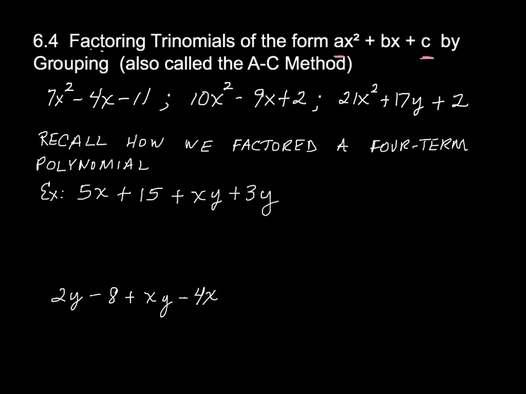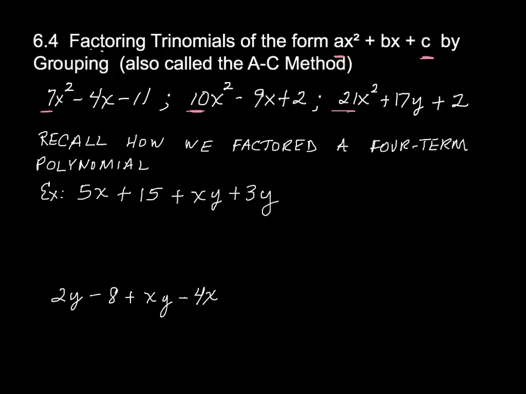It's not as straightforward. So I've given 3 examples here. 7x squared minus 4x minus 11. That's an example of a trinomial where the leading coefficient is not a 1. Then 10x squared minus 9x plus 2. That's another one because the leading coefficient is a 10, not a 1. Then 21x squared plus 17y plus 2 has a leading coefficient of 21, which is not 1.